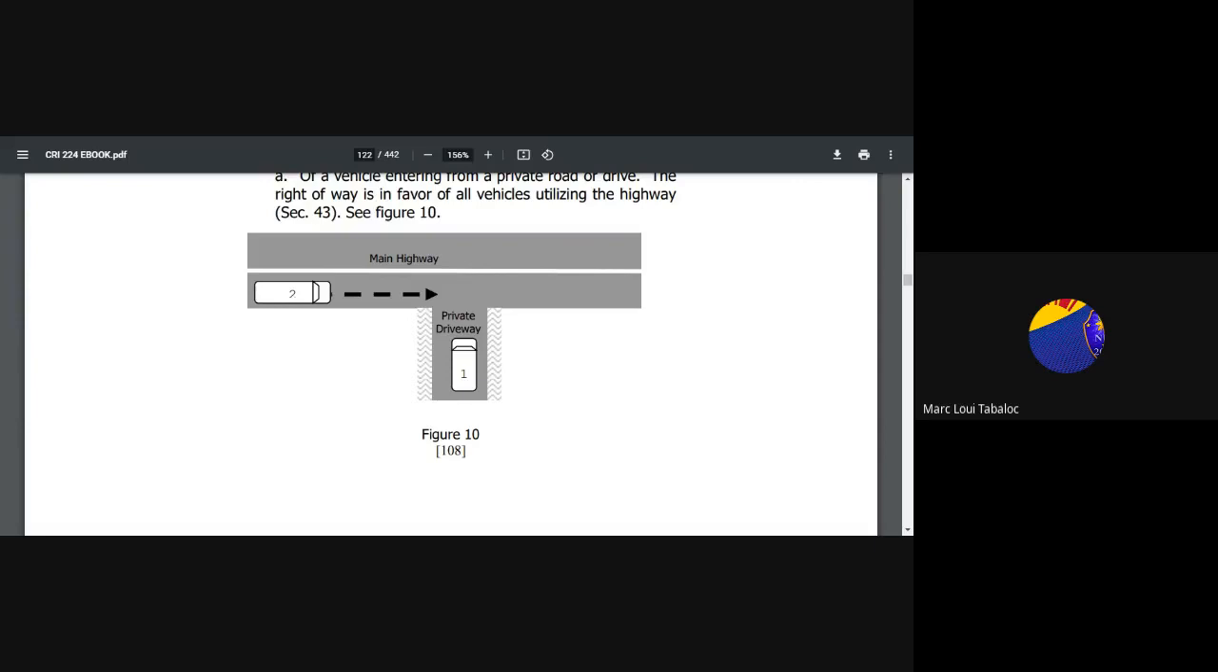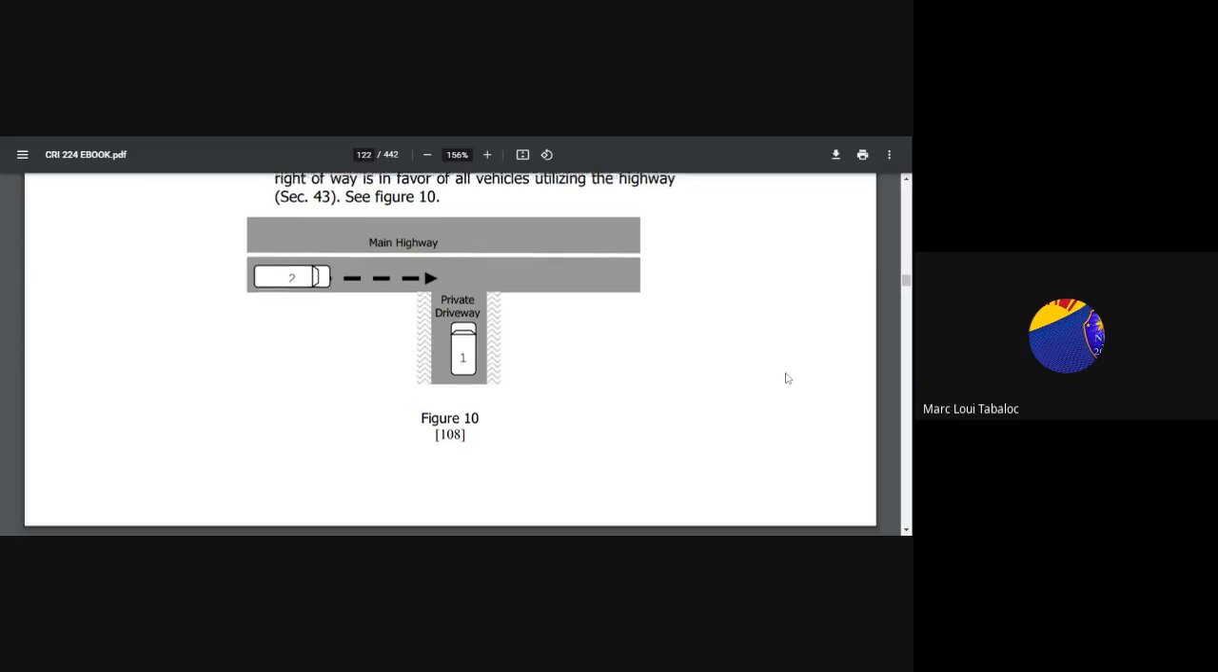And of course, when trying to turn or enter the main road or main highway, always stop, look, and listen. Okay? Do you understand, guys? Was the presentation a bit fast? It's just right, sir. Okay. Sige, so I'll proceed.